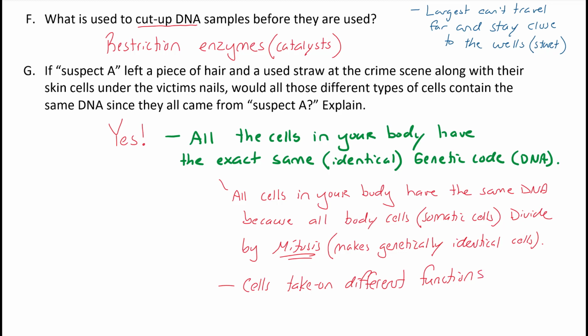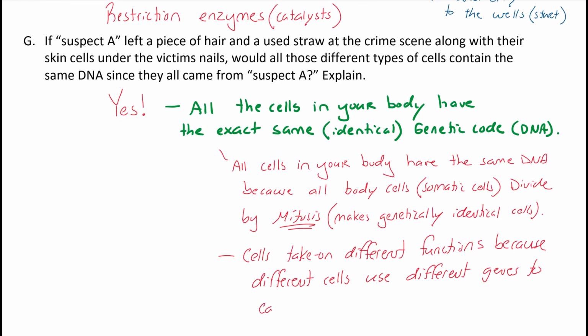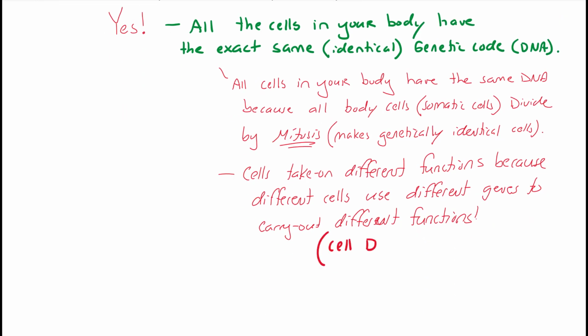But cells start to use different genes at a certain point in development, allowing them to carry out different functions and make different organs. This is called cell differentiation. It's when cells start to become specialized.